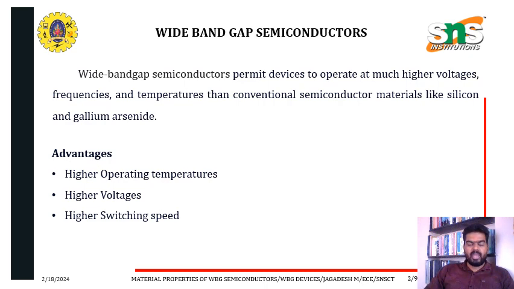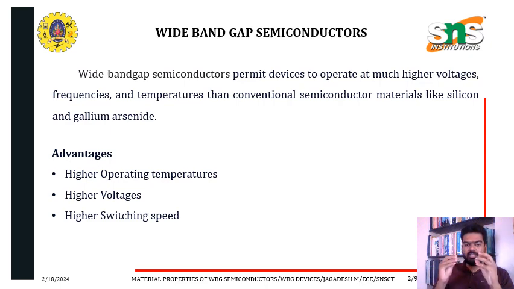So, what is a band gap? Band gap is nothing but the gap between the valence band and the conduction band. In the name itself, you can see wide band gap. That means the gap between the valence band and the conduction band is very large, so it needs higher operating voltage, frequency, and temperature than conventional semiconductors like silicon and germanium. So this is called a wide band gap semiconductor.